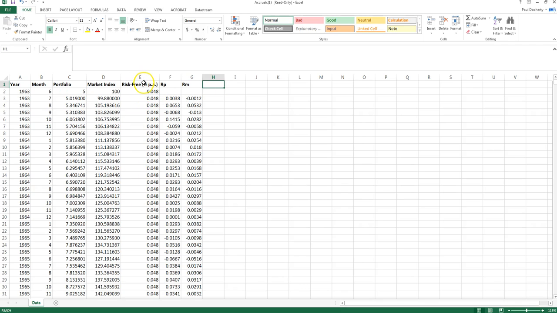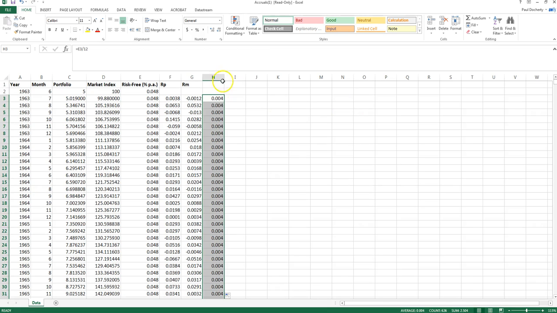Now, this is currently stated as a percent per annum, which is the norm. That's the convention in interest rate markets, that we express interest rates in annual terms. Now, if I want to convert that to monthly terms, all I need to do is divide that interest rate by 12. Because I've got monthly returns for my portfolio and the market, I also need to be working with respect to monthly returns for my risk-free rate. So I'll simply drag that value down there, and I have my monthly risk-free rate of interest.